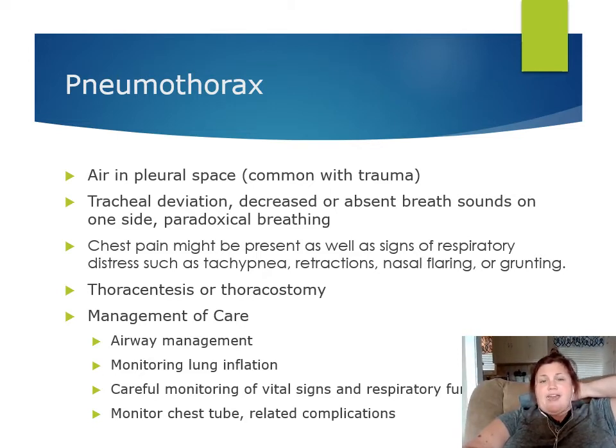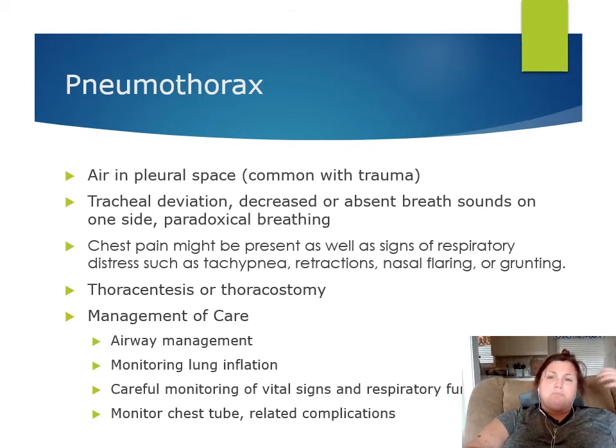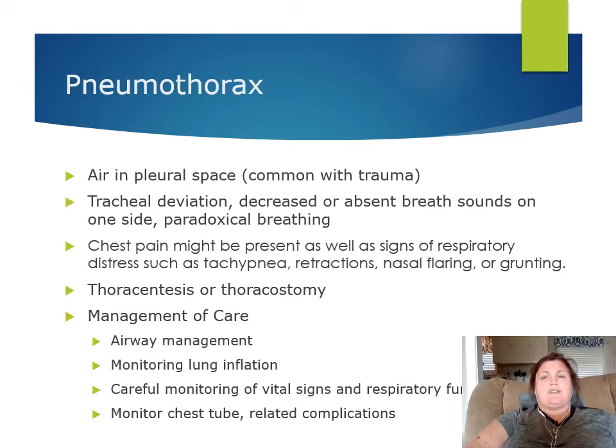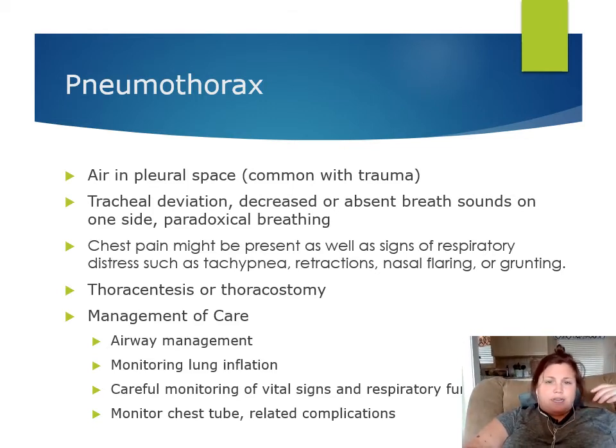The patient may have paradoxical breathing associated with it, and the pressure builds until eventually the lung collapses, which affects blood return to the heart and decreases cardiac output. The person's going to have chest pain, and other signs of respiratory distress such as tachypnea, retractions, nasal flaring, and grunting. The child will need treatment in the form of thoracentesis or thoracostomy.